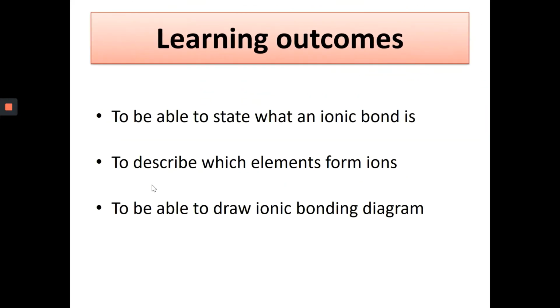So we've got 3 learning objectives today. The first one is to be able to state what an ionic bond is. The second is to describe which elements form ions. And the third is to be able to draw ionic bonding diagrams.